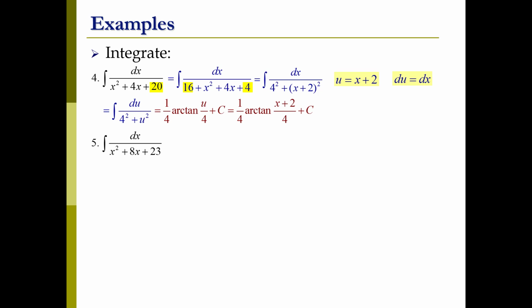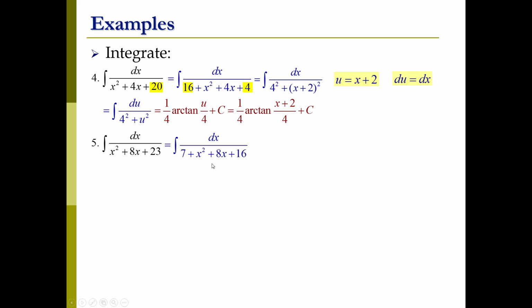Let's try another one. See if you could do this one on your own. So once again, we're going to want to try to complete the square. We're going to look at the first part, which is x squared plus 8x. To complete this square, we need half of the 8, which is 4, and we're going to square it, so we need 16. So we have 23. We know 23 plus 7 is going to give us 16.